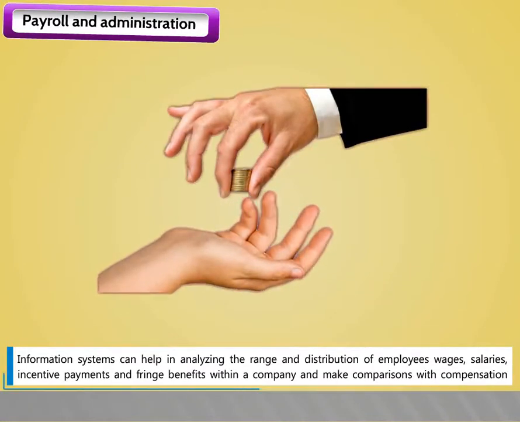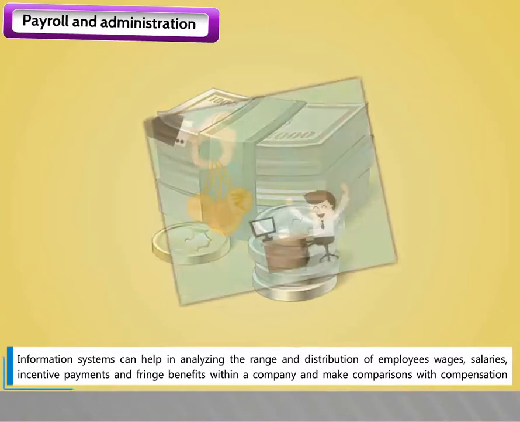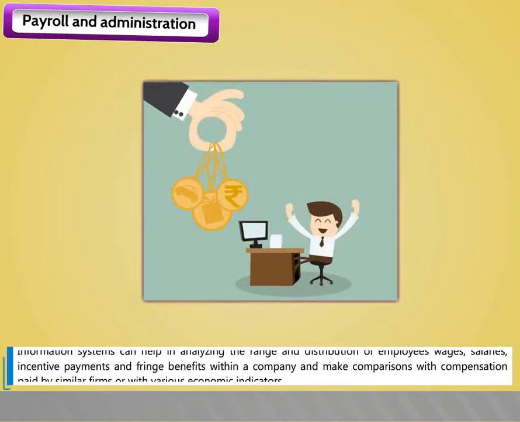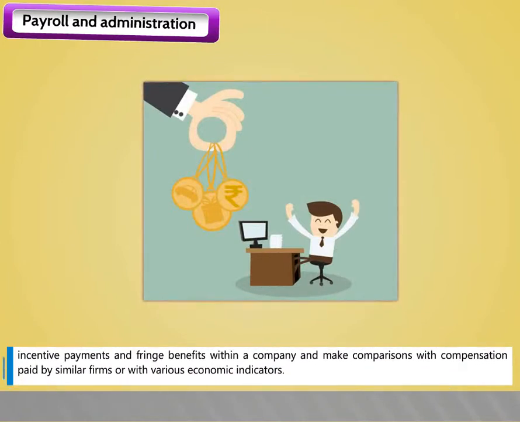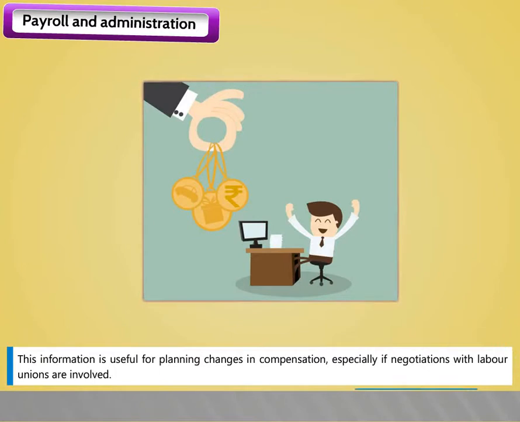Information systems can help in analyzing the range and distribution of employees' wages, salaries, incentive payments, and fringe benefits within a company and make comparisons with compensation paid by similar firms or with various economic indicators. This information is useful for planning changes in compensation, especially if negotiations with labor unions are involved.